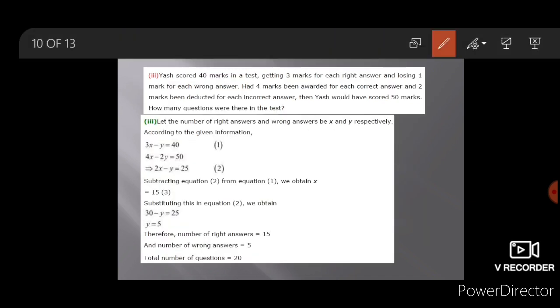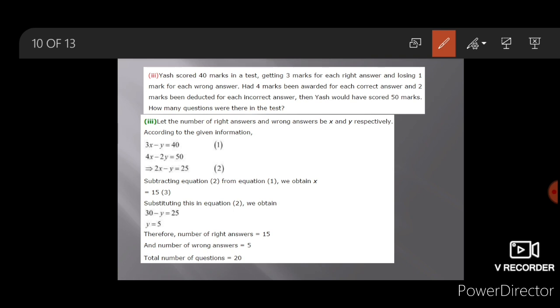Now let's move to the next question. A student scores 40 marks in a test, getting 3 marks for each right answer and losing 1 mark for each wrong answer. It means that this is an examination in which we have negative marking. Had 4 marks been awarded for each correct answer and 2 marks been deducted for each incorrect answer, then Yash would have scored 50 marks. How many questions were there in the test?